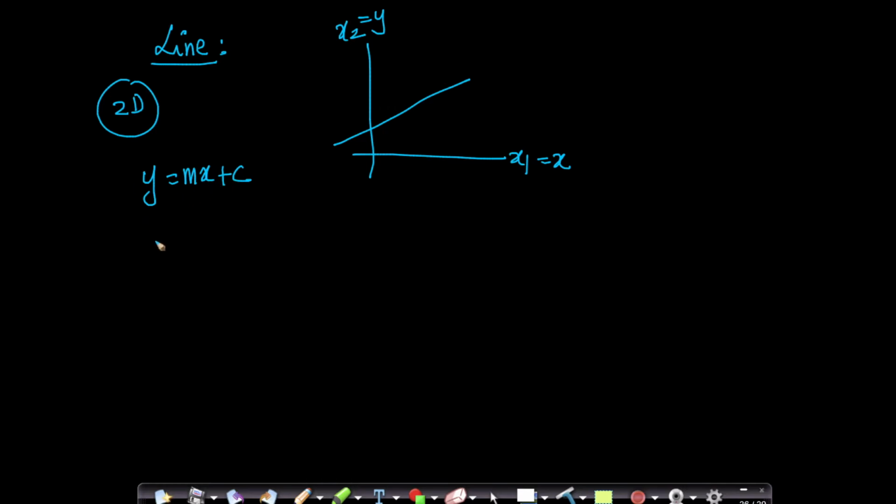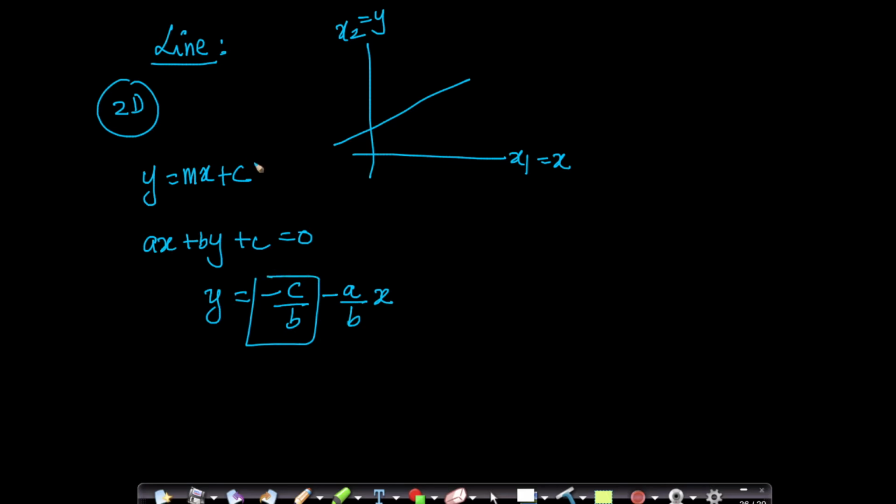There's another equation of a line called ax plus by plus c equals 0. This is called the general form of an equation of a line, and they are both equivalent. You can prove it by rewriting this equation slightly as y equals minus c by b minus a by b x. In such a case, this becomes your c here, and your m is nothing but this term here. So this is called the general form of a line.